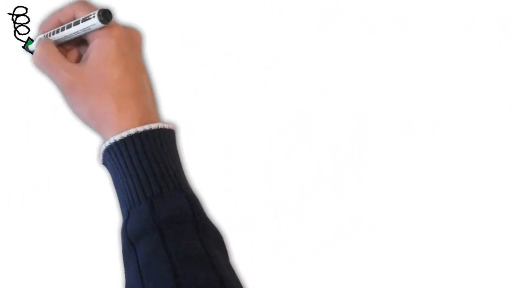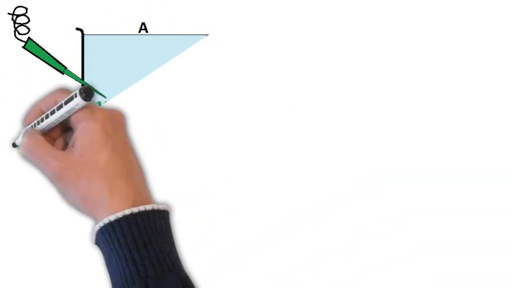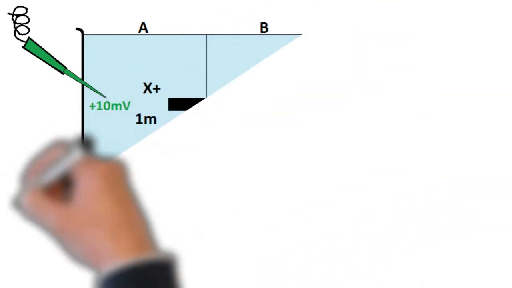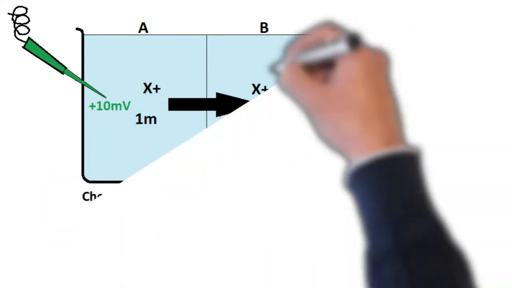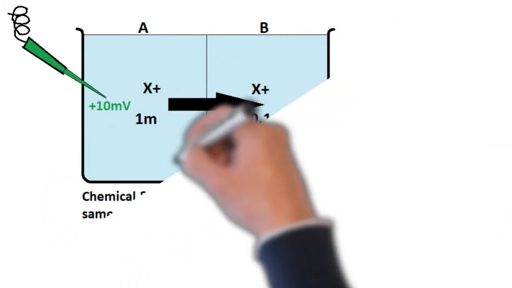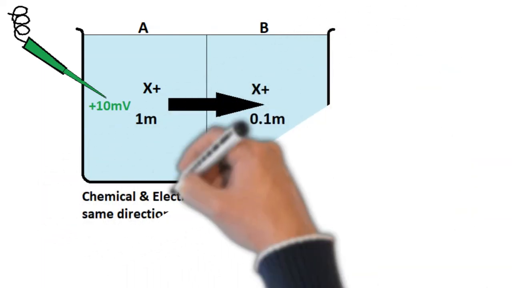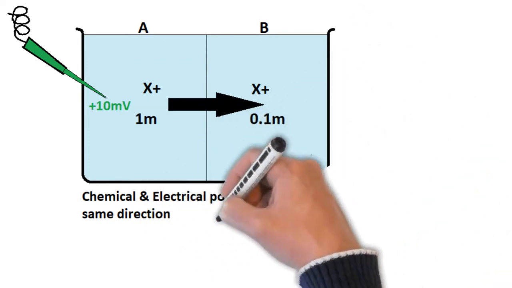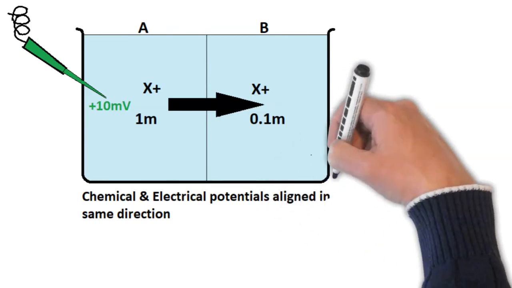4. If the measured electric potential difference across the membrane is of opposite sign to that calculated from the Nernst equation for a particular ion, then both the electrical potential and concentration forces are aligned in the same direction. Such an ion will move under the combined force of both the electric and chemical potentials.